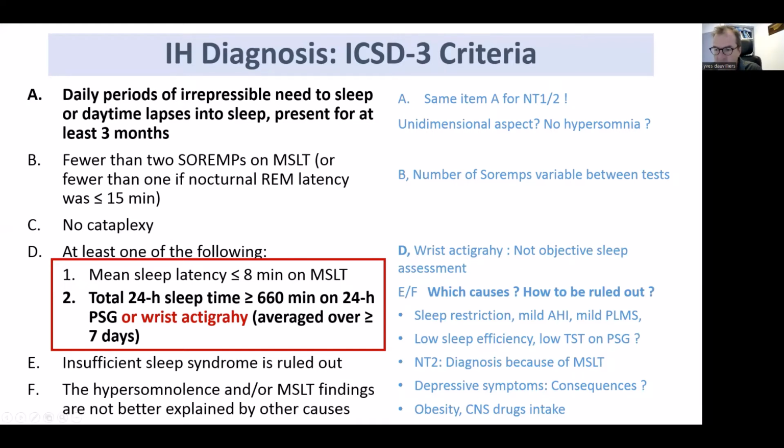And which etiology do you need to rule out? Sleep restriction, AHI, PLMS, but what about the value? Depressive symptoms, are they the consequence or the cause? Obesity, drug intake, and low sleep efficiency: do you recommend having very good sleep at night or not? And this is not in the definition. So it's not very well defined so far.